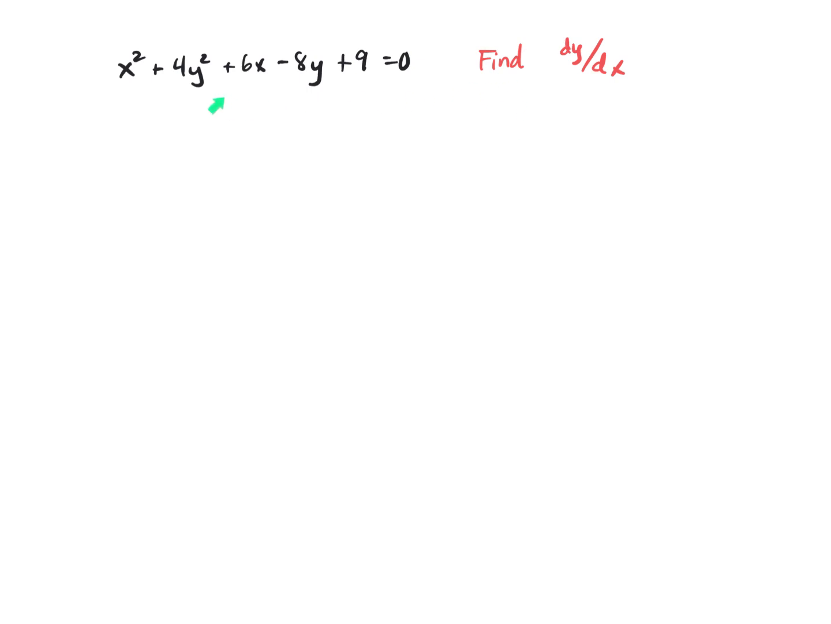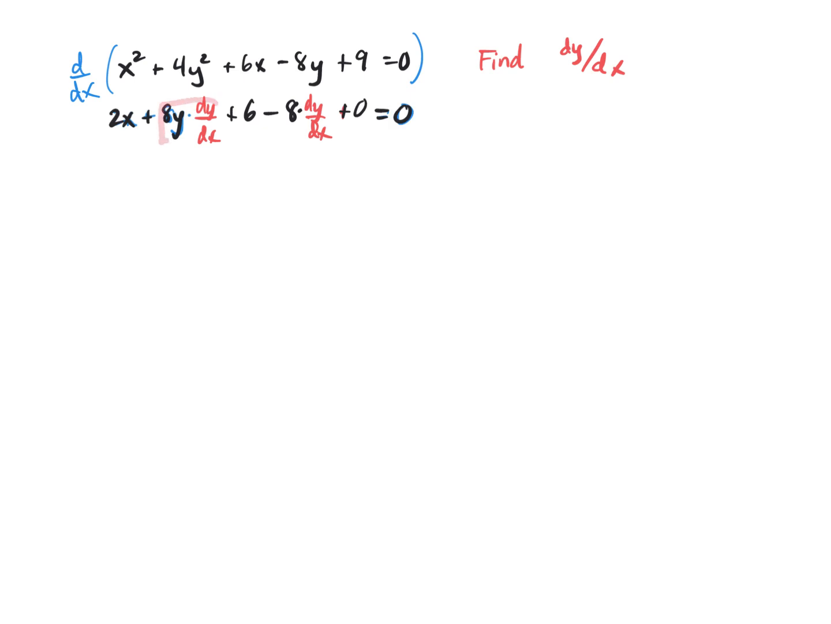All right, let's find the derivative. Clearly, we want to use implicit differentiation. Here we go. 2x plus 8y times dy/dx using the chain rule. All right, derivative with respect to x of 6x, and for minus 8y, it's minus 8, but then times dy/dx. And the derivative of 9 is 0.